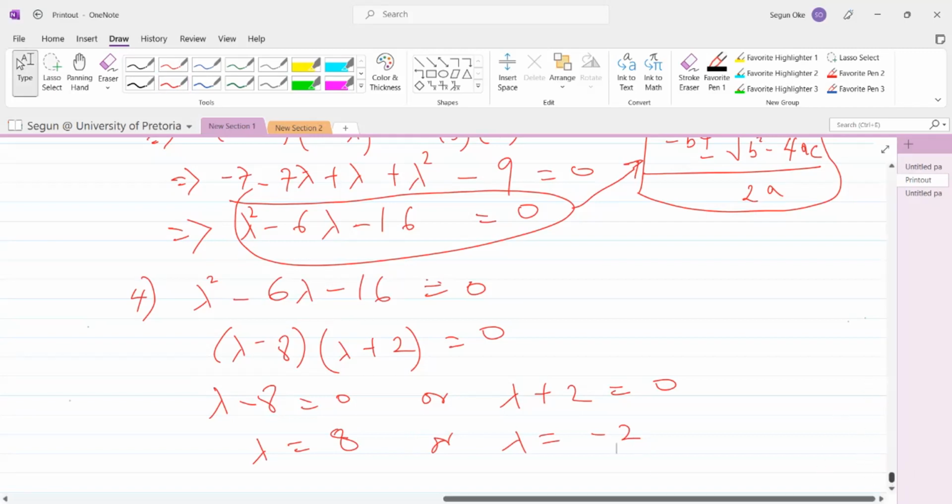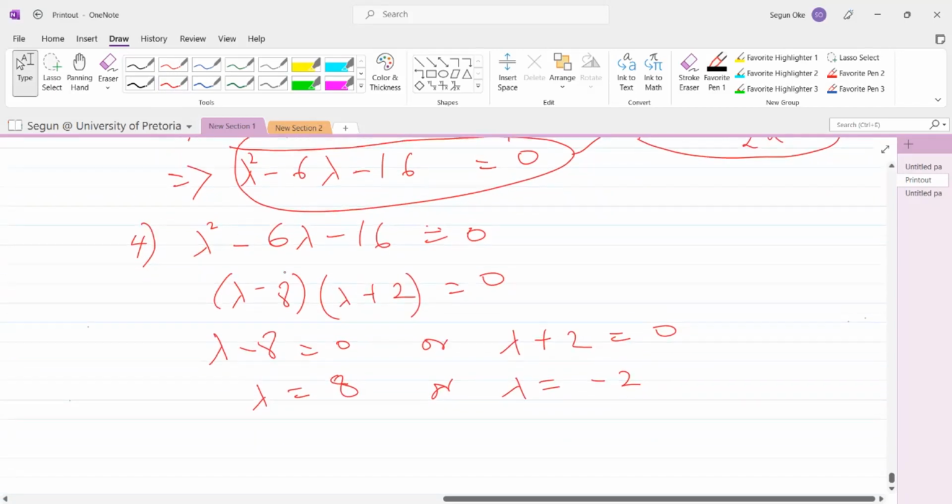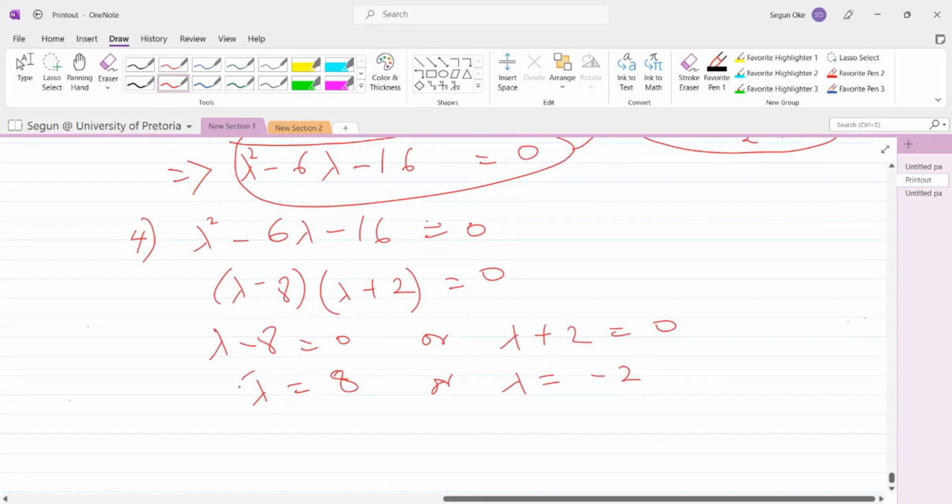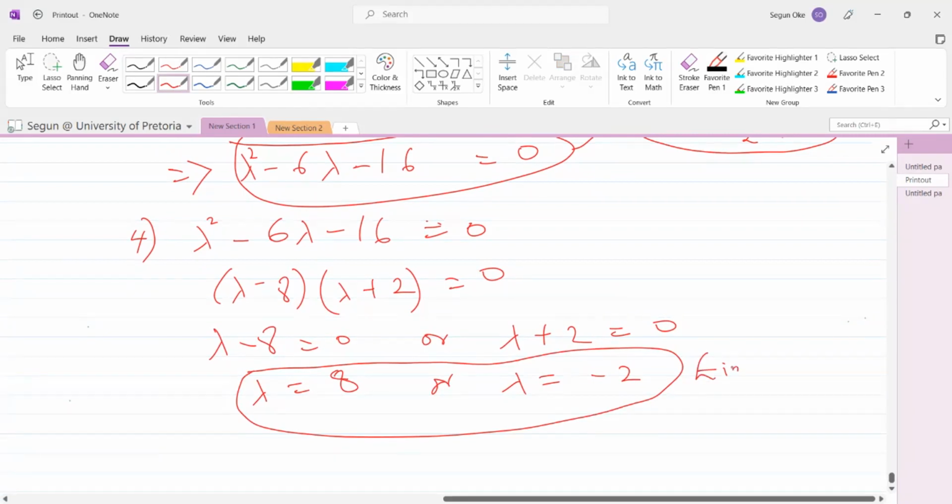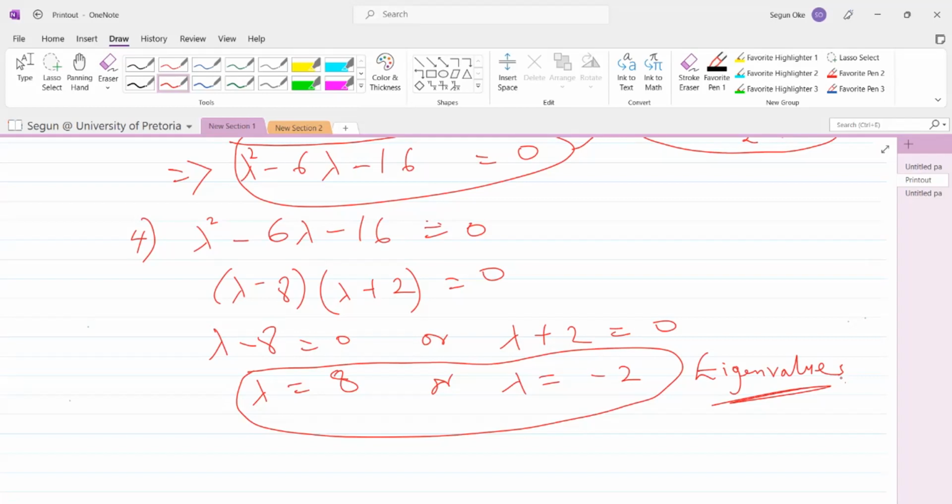So this is what we call eigenvalue. Please write it down in your notes. This is what we call eigenvalue, the value of your lambda. So I believe it's simple. All you need to do is just to follow the steps.